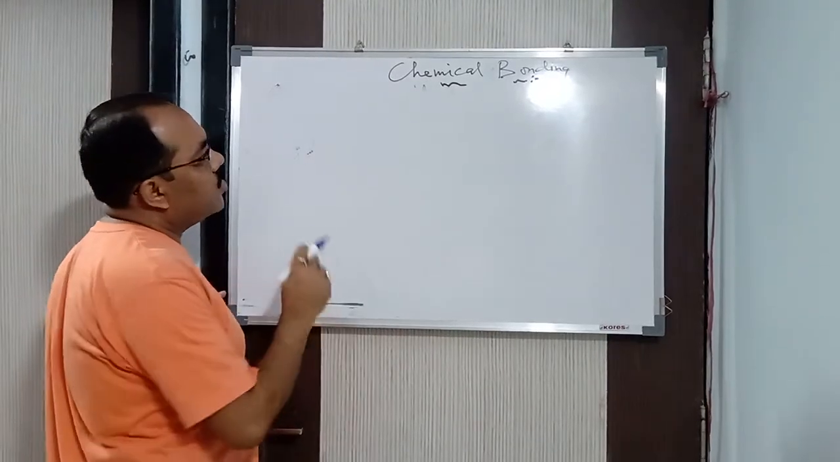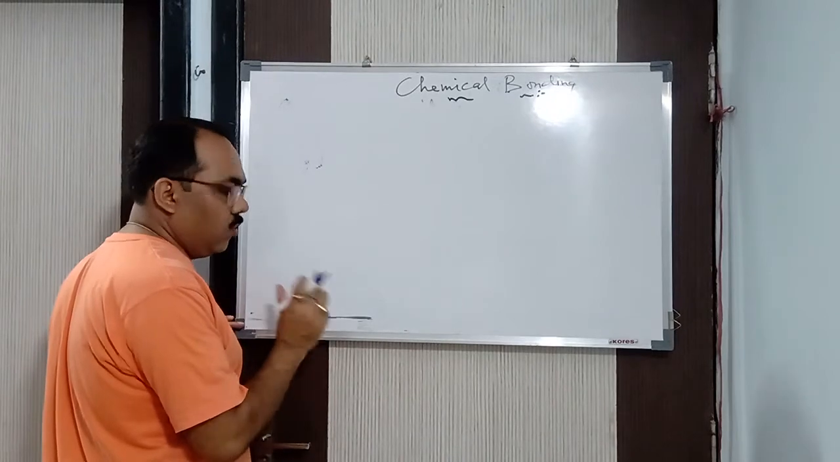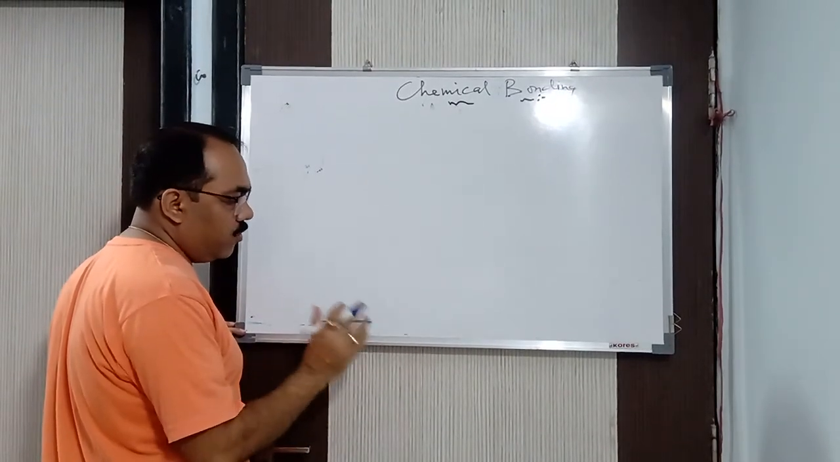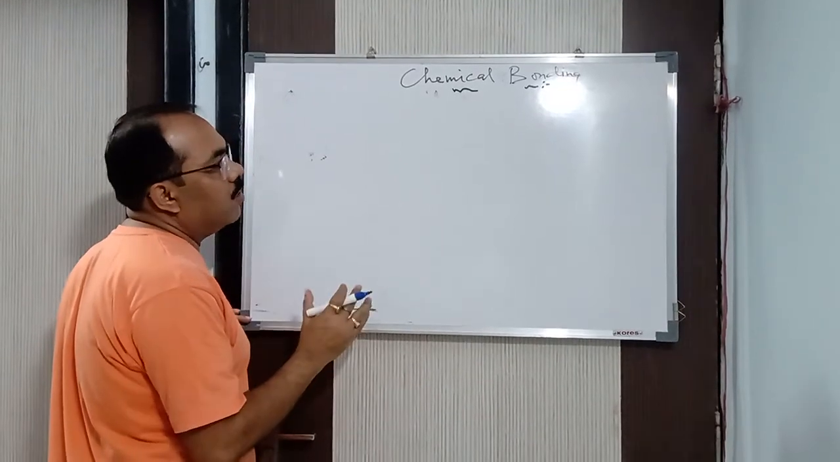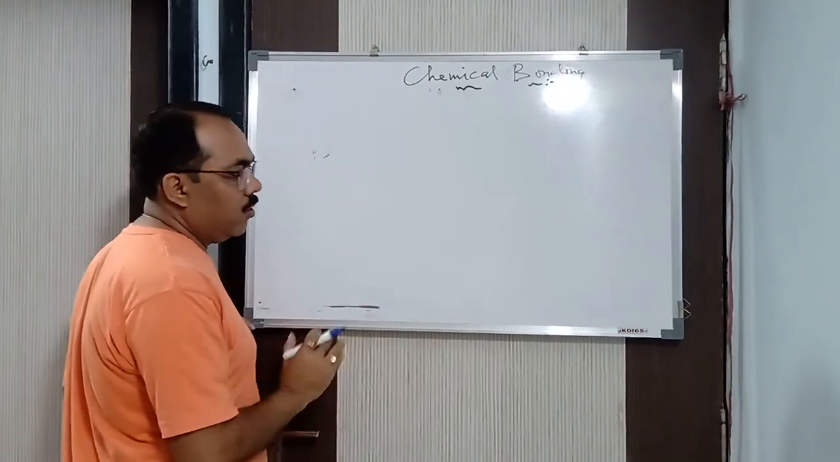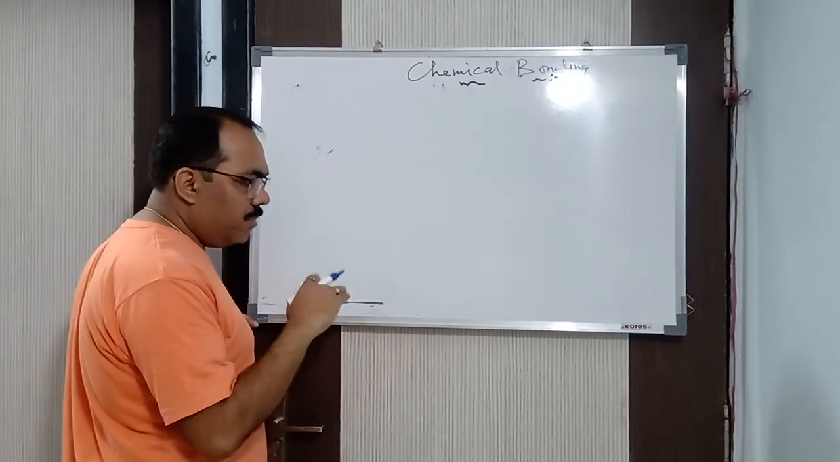So the bond which is formed due to the mutual sharing of electron pairs is called a covalent bond, which results in the formation of a stable molecule. So the compound formed as a result of a covalent bond is known as what? Covalent compound.